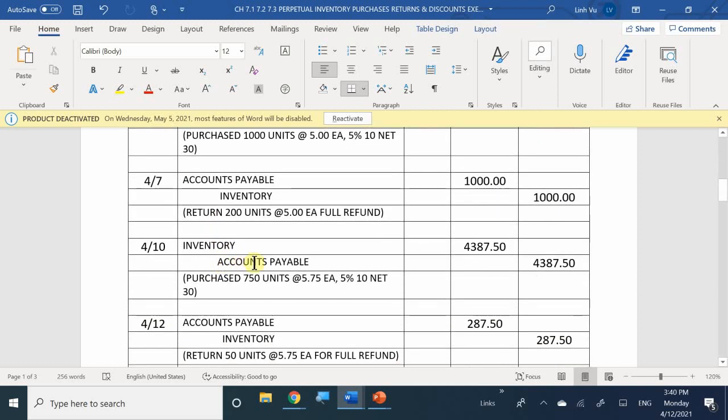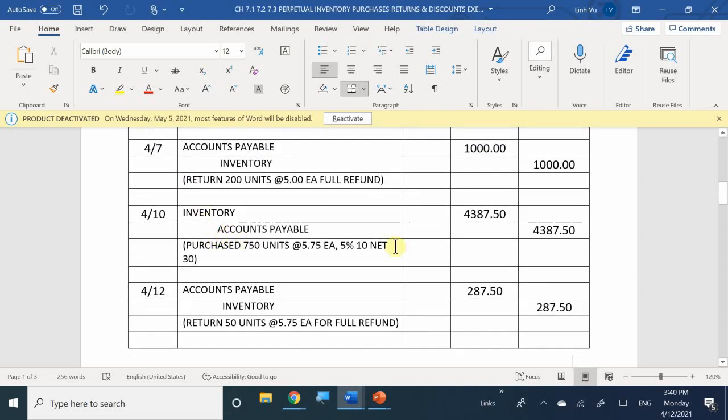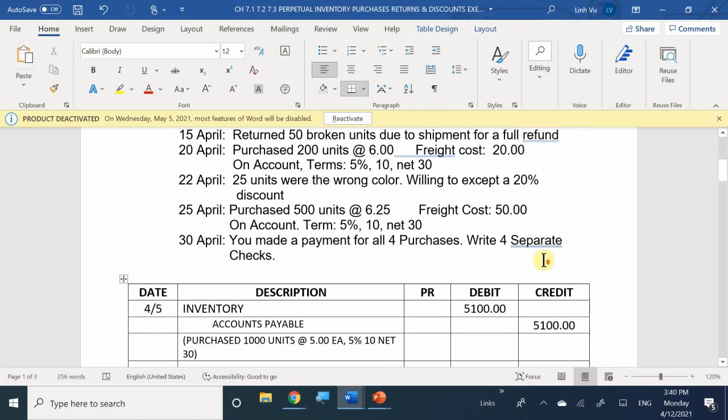Yes. Yeah, so let's take a look. So 10th of April, right? I originally made a purchase of 4,387.50, right? I ended up returning 50 of those mugs because they were broken. So I got a refund of $287.50. So how much should I actually owe this vendor? 4,100. 4,100.